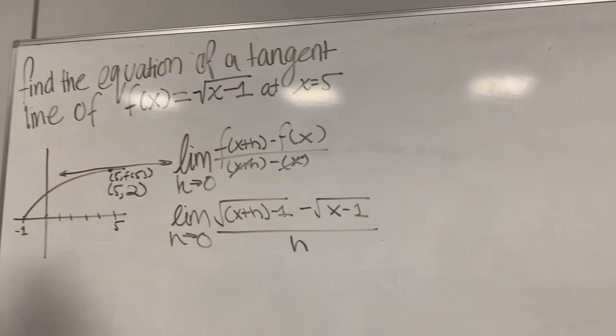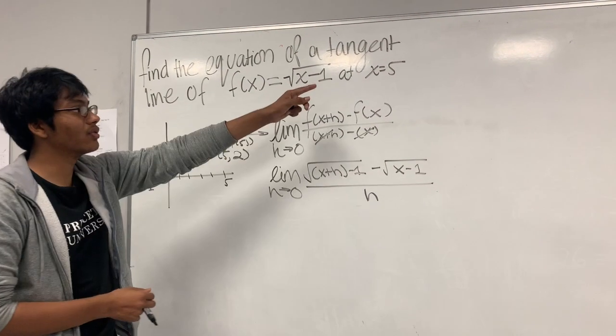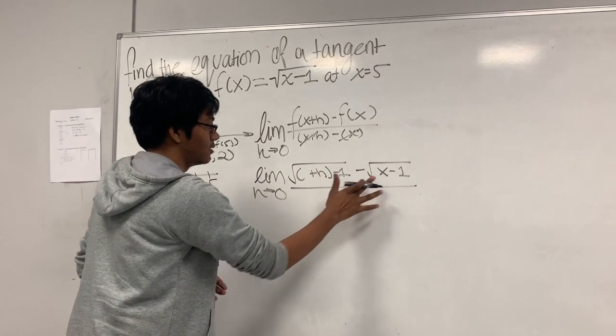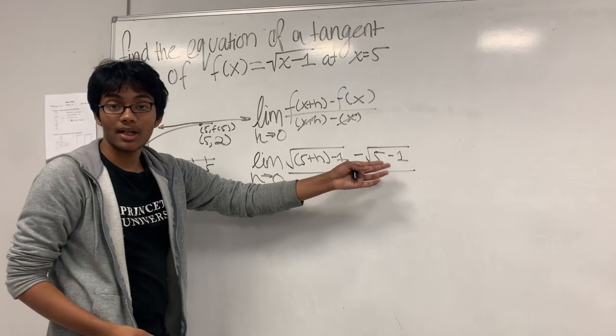Okay, so far so good. We're trying to find the equation of the tangent line at x equals 5. So we know what x is. x is 5. So why don't we put that in? If we plug in x equals 5, this simply becomes the square root of 4.